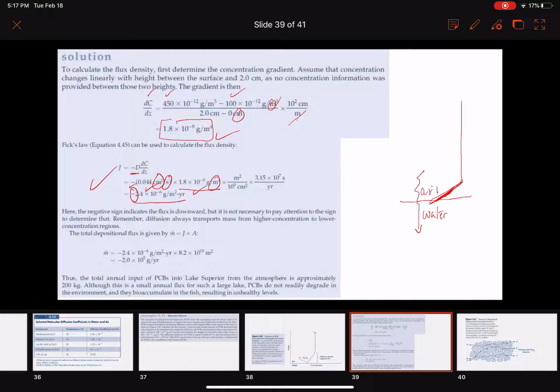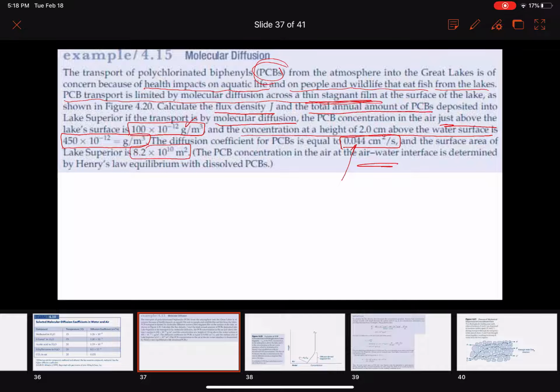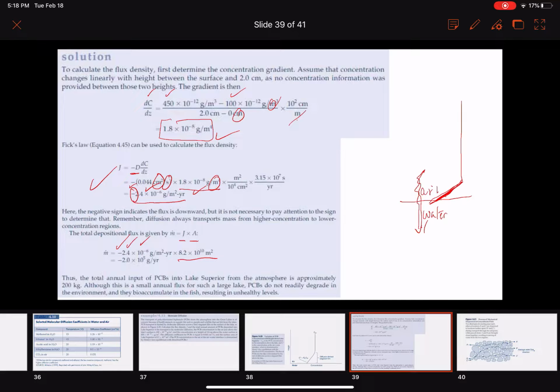Now let's find out the total deposition. Now we find out the flux. We need to know how much is going down to the water. So if you multiply J times A, you can find the total depositional flux. J is minus 2.4 × 10^-6 gram per meter square per year times the area. The area is 8.2 × 10^10. Remember, it was given here that the area of Lake Superior is 8.2 × 10^10. So this gives you minus 2 × 10^5 gram per year. This is how much is going down to the water.